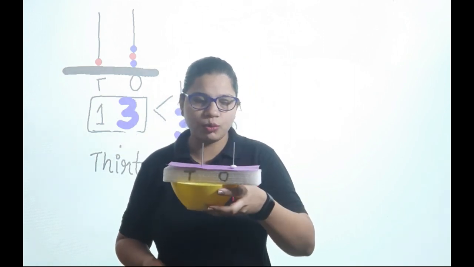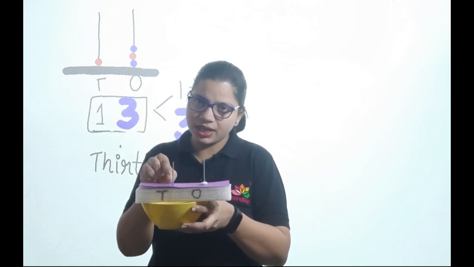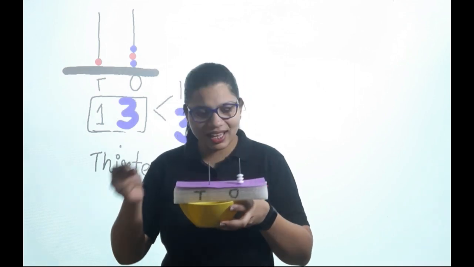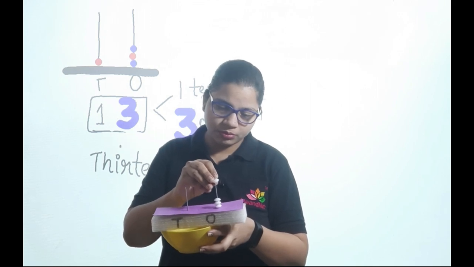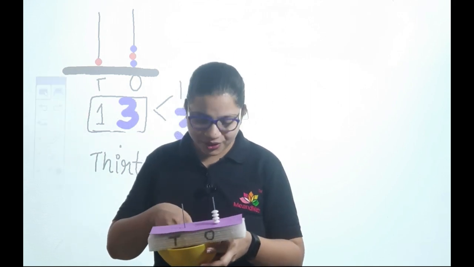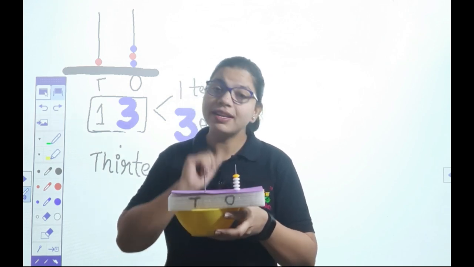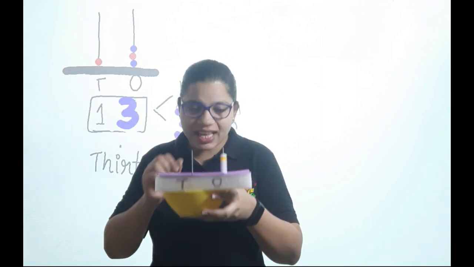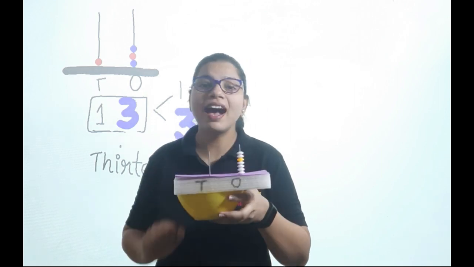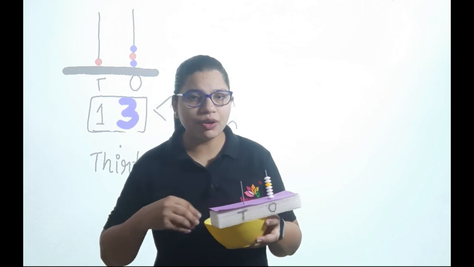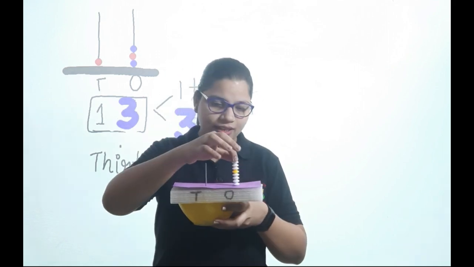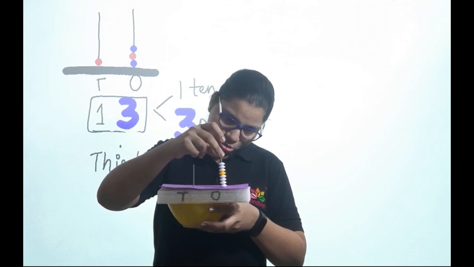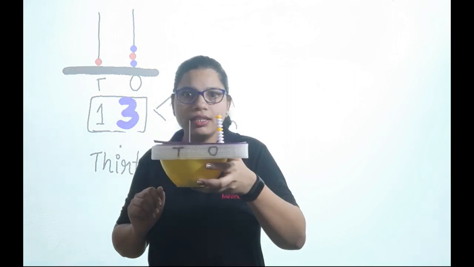What number is this? Fast. What number is this? 1. 1 ones, 0 tens. It's 1. Now what number is this? 2. Perfect. Now what? 3. Now what? 4. Correct. Now what? 5. Good. Now what? 6. Goody. Now 7. Form along with me quickly. 8. And finally we have 9.